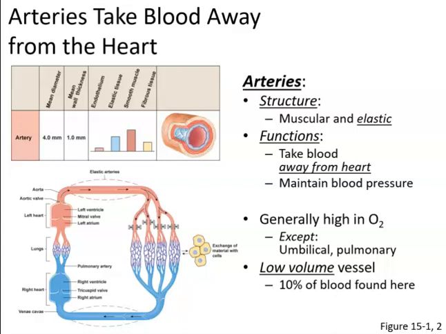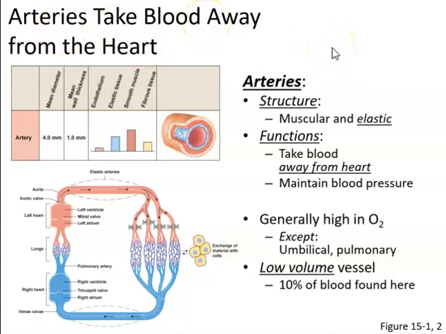Pulmonary arteries take the blood away from the right ventricle and transport this blood to the lung, whereas regular arteries take the oxygenated or the saturated oxygenated blood from the left side of the heart and then transport it to the rest of the body. So the first major large structure coming off of the left ventricle is the aorta, and the aorta is the largest artery.